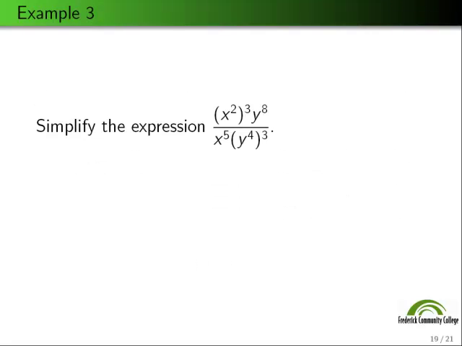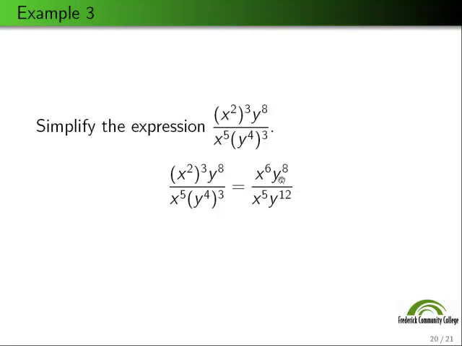Example 3. Let's simplify this expression using our laws of exponents. So we have here x squared cubed is going to give me the x to the 6th here. On the bottom we have y to the 4th cubed. That gives me the y to the 12th here. And now we look at our expression. We have 6 x's on top and 5 x's on bottom. So we can cancel. That's going to leave us with 1 x on top.